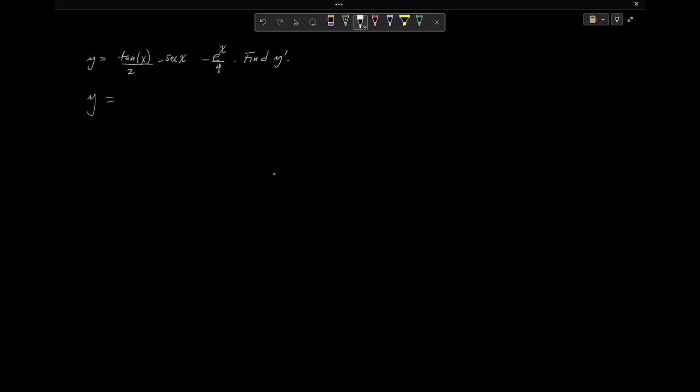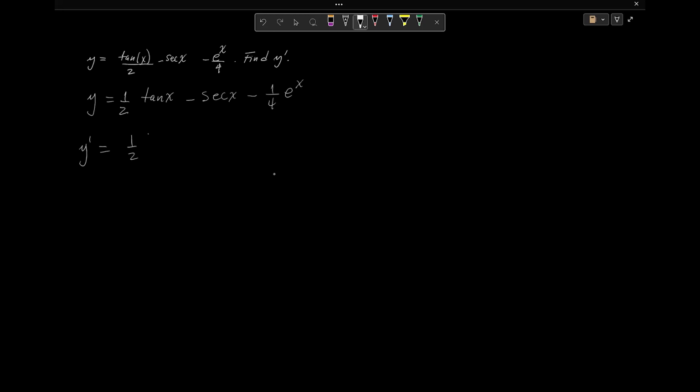So tangent x over 2 is the same as 1/2 tangent x. So now we can see that we put it in a form where we have a constant times a number, minus secant x. Same thing with e to the x, so I put a fourth here. Here you go. Now I can take derivatives.